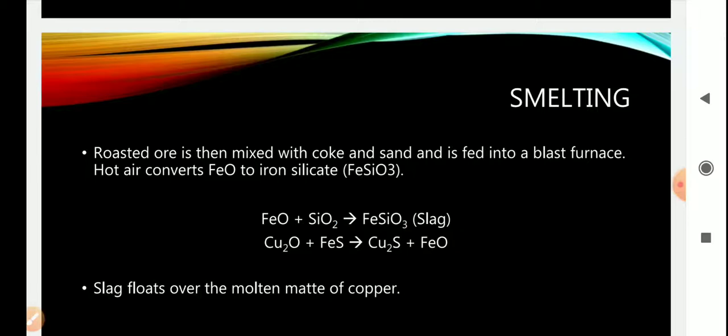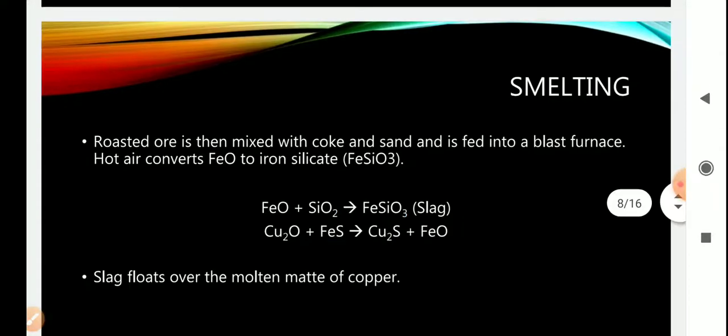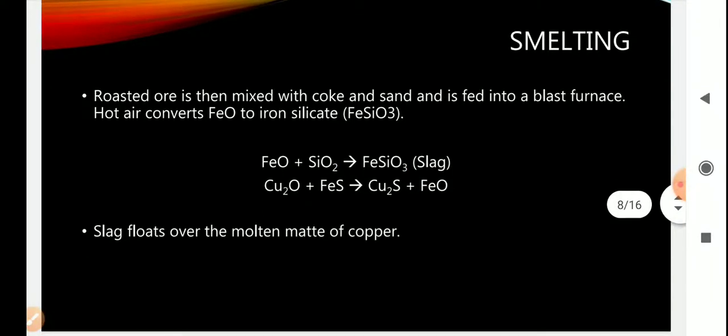And there is another possible reaction, that is, cuprous oxide reacts with ferrous sulfide and again forms cuprous sulfide and ferrous oxide. So ferrous oxide again reacts with silica and forms the silicate, and it is removed as slag. So the slag floats over the molten matte of copper.